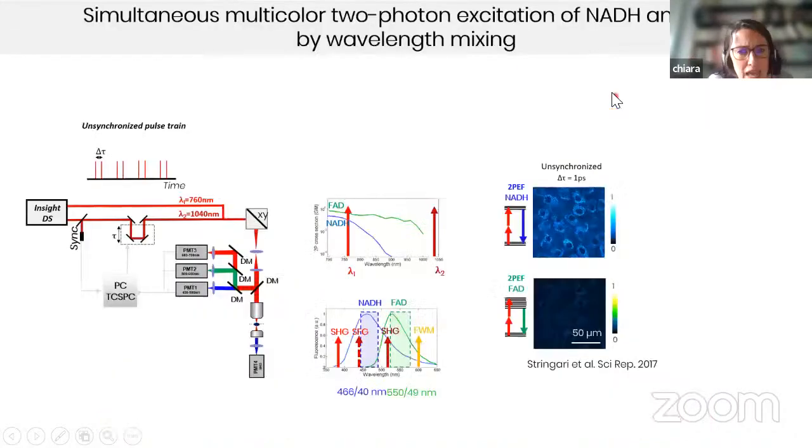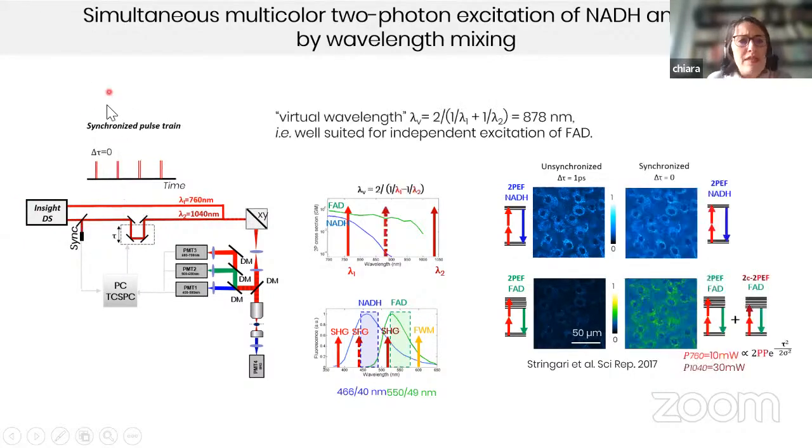And we adapted this technique, wavelength mixing, to image NADH and FAD simultaneously in tissues. So we use a commercial laser with one fixed output at 1040 and one tunable set at 760. And when we overlap and synchronize temporally the two beams, we create this virtual wavelength around 900 that allows us to excite NADH independently of FAD.